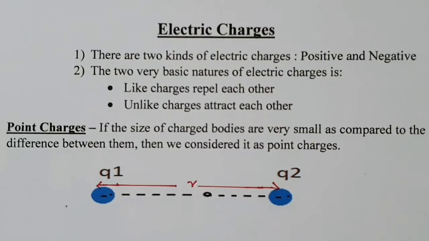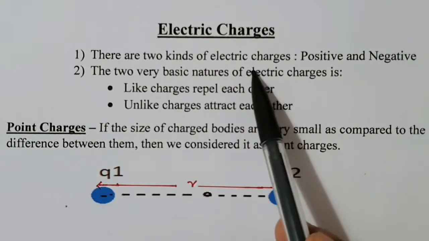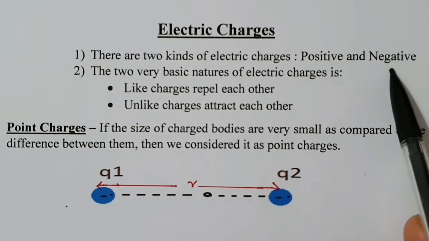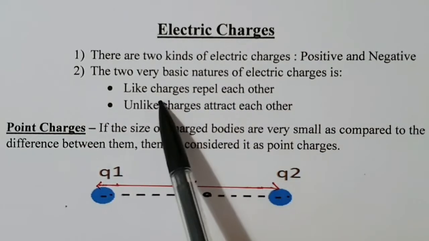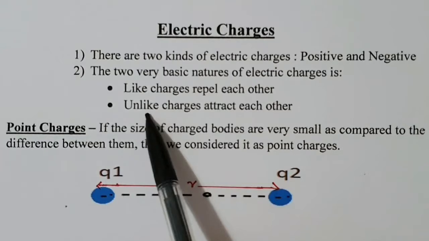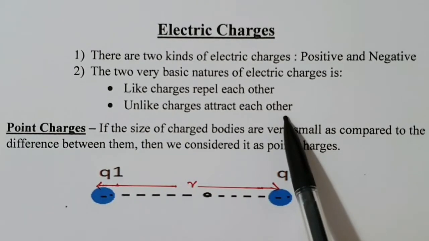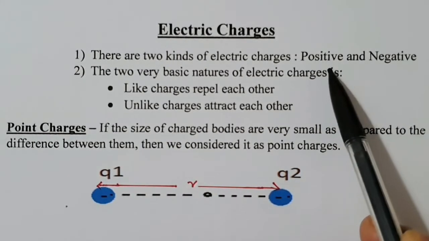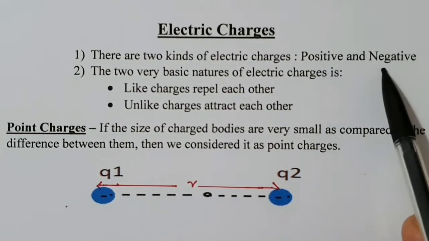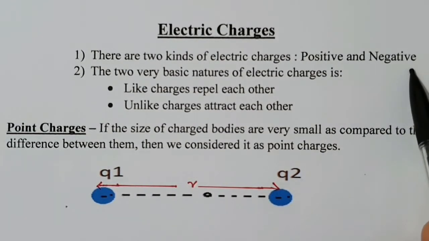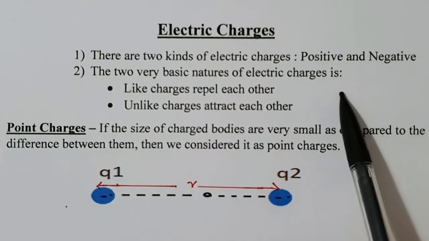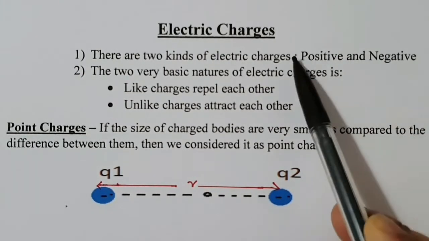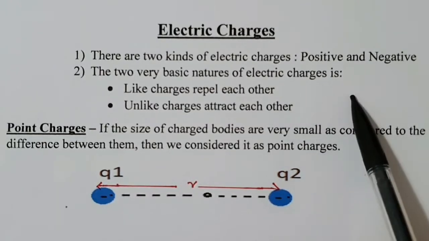We have seen in the previous lectures that there are two kinds of electric charges, positive and negative. The two very basic natures of electric charges are: like charges repel each other and unlike charges attract each other. Positive charge means the charge of a proton and negative charge means the charge of an electron. Both have a charge which is equal in magnitude but opposite in sign. So these are the very basic natures of electric charges.